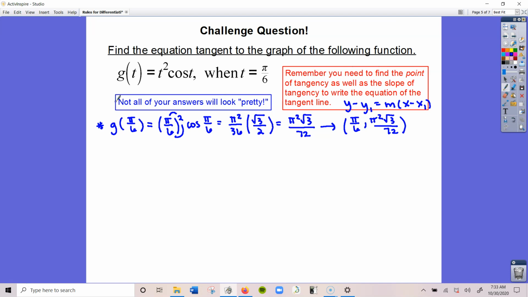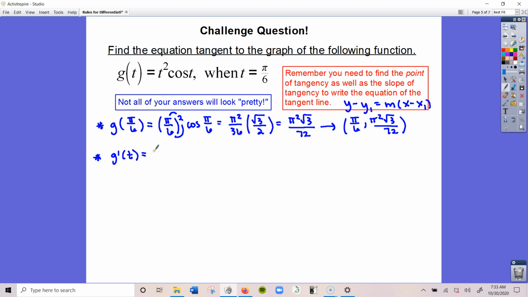Now, I put here also in blue, not all of our answers are going to look very pretty. This does not look very nice, but it is correct. So let's keep going. So now we're going to find g prime of t. We need the derivative in order to find the slope.